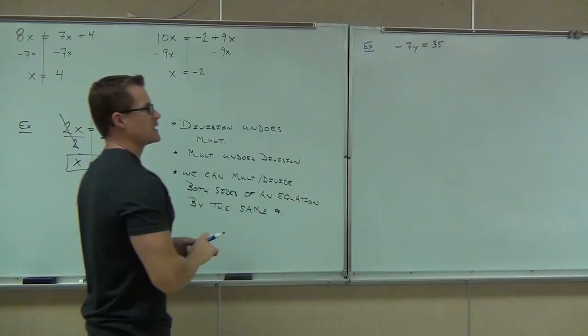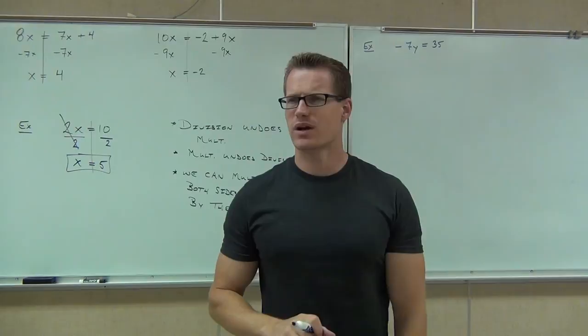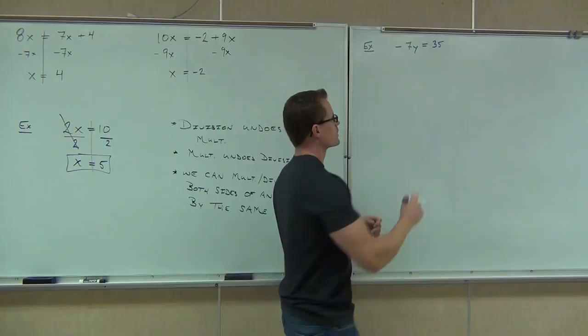Negative 7y equals 35. Ladies and gentlemen, am I supposed to add, subtract, multiply, or divide? What do you think? Why won't addition work here? Because you know a lot of people go, well, there's a minus right up front. Oh, that's right, it's a negative 7. So it's actually negative 7 times y. So we need to get rid of the negative 7 times y. And we're going to do, what was that again?